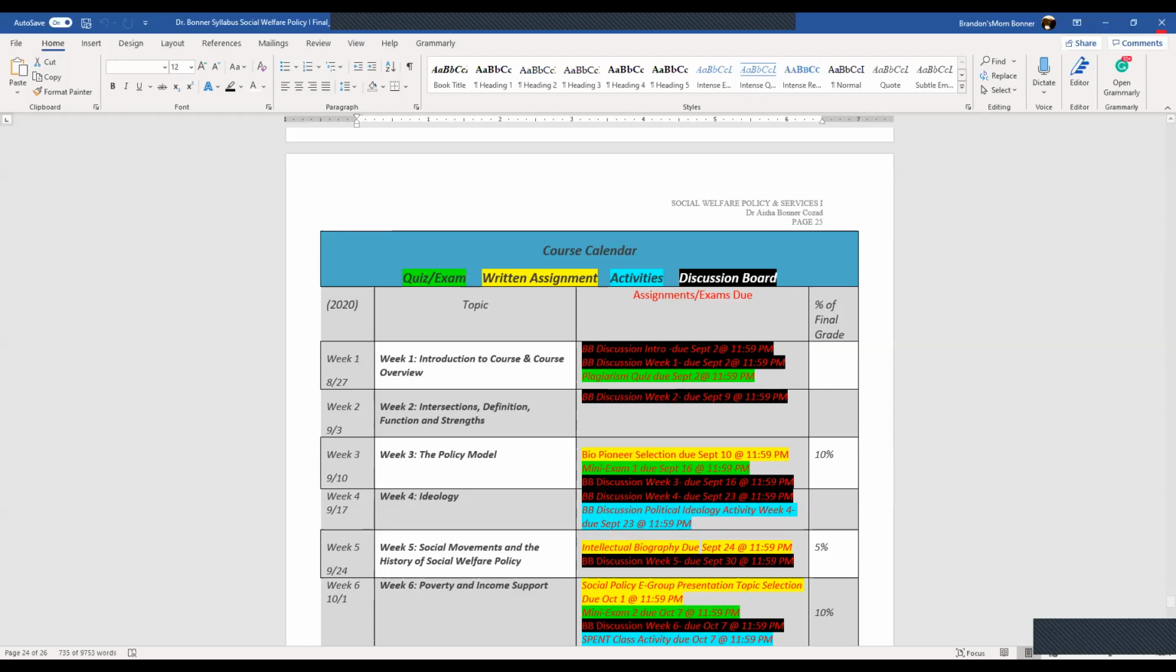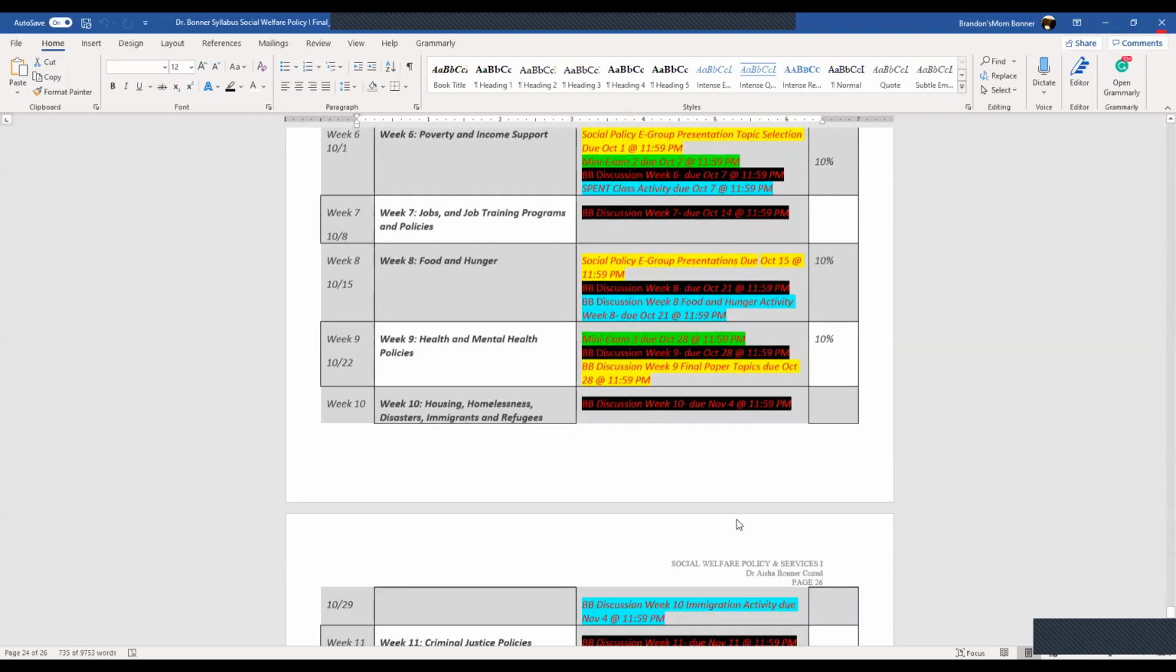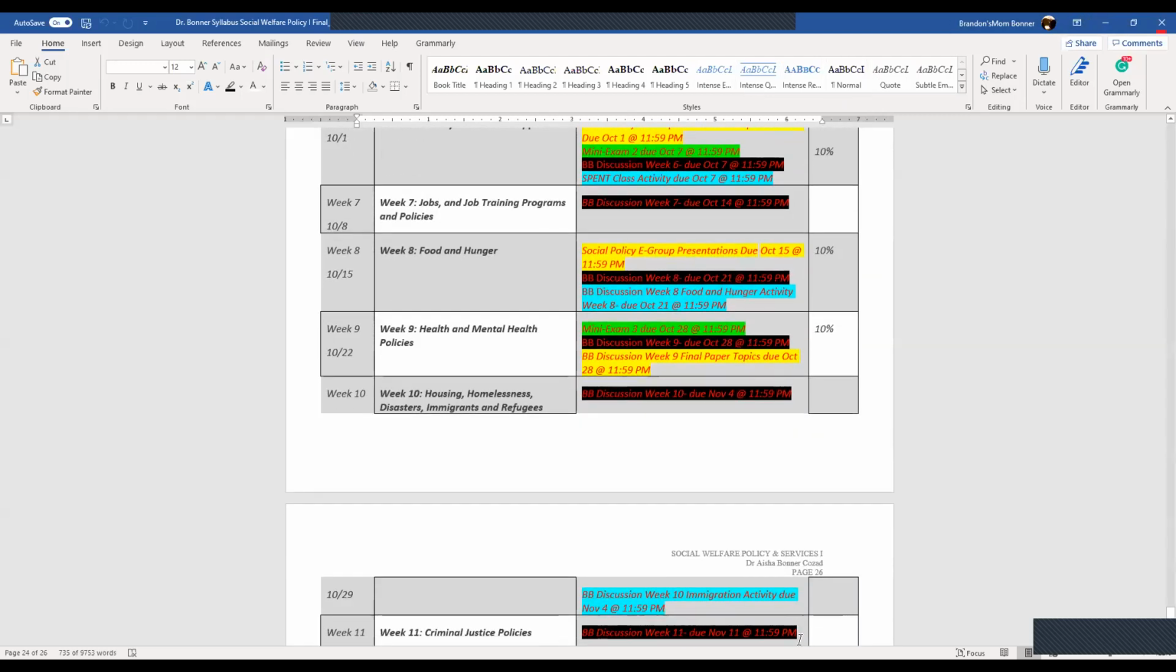All right, so I think that's pretty much it in terms of highlighting the syllabus. I also like to do just a quick run through of the course. So let me stop sharing and then share my screen here.